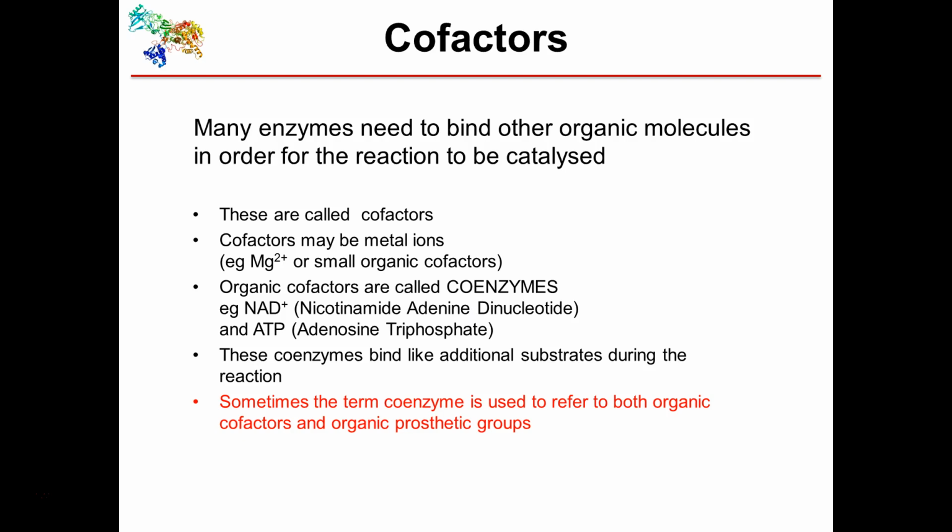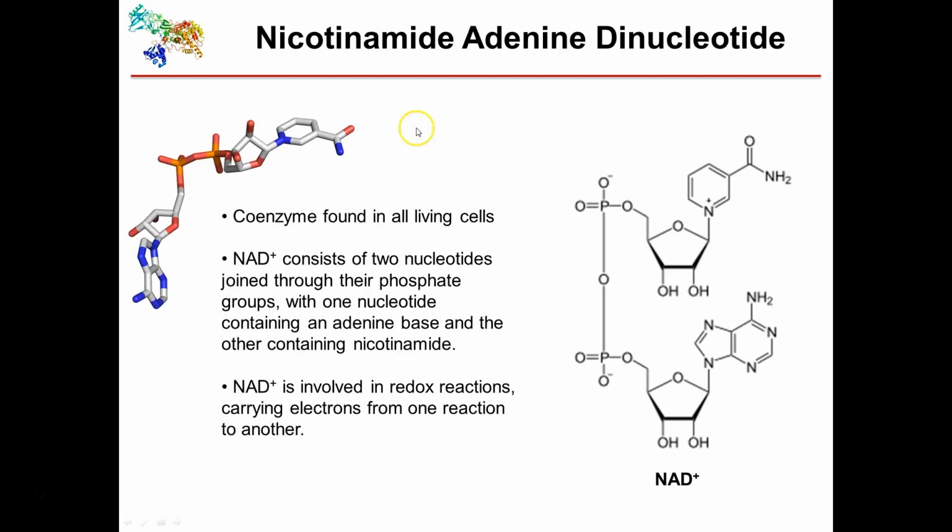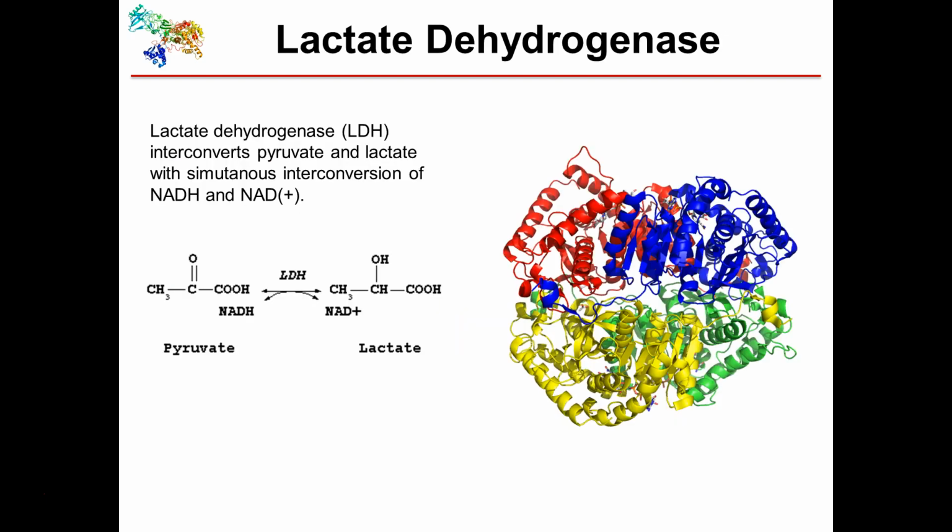So one of the most common organic cofactors is something called NAD+, or nicotinamide adenine dinucleotide. It is two nucleotides joined together. It is a coenzyme in that it is required for the enzyme to work, but what happens is the enzyme will bind this cofactor, this coenzyme, to perform the reaction, and then the NADH will be released and replaced by a new molecule. So the molecule is needed to perform the reaction but isn't always bound to the enzyme.